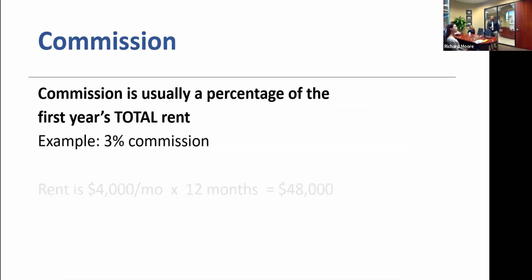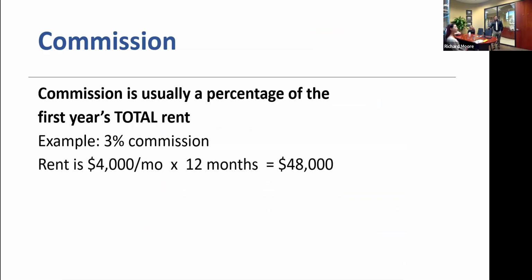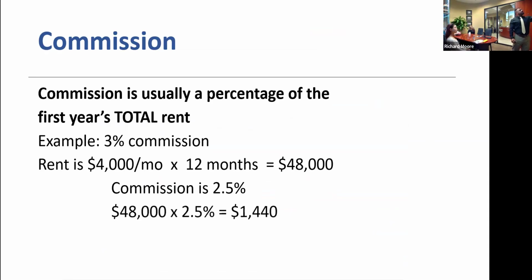Example, 3% commission. Let's say the rent is $4,000 a month, times 12 months, that's $48,000. So you're going to get 3% of $48,000. That's going to be your commission. Oh, I didn't change that. 2.5%. I guess I did the calculation based on 2.5%. So pretend that example is 2.5%. And 2.5% of 48,000 is $1,200.